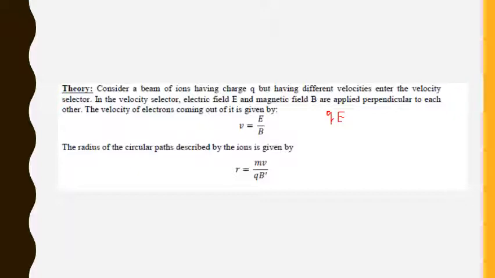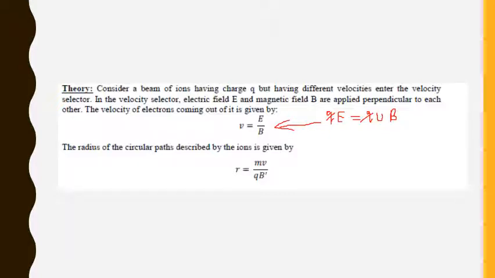This is due to the electric field. We are applying an electric field and the force is qE. Similarly, you can also write here qvB, and this will cancel out, and finally you are left with v equal to E by B.